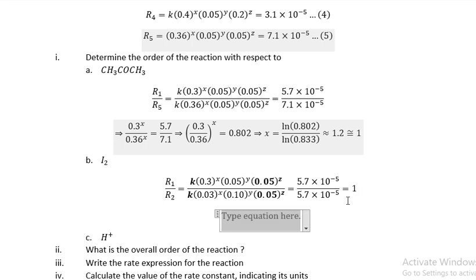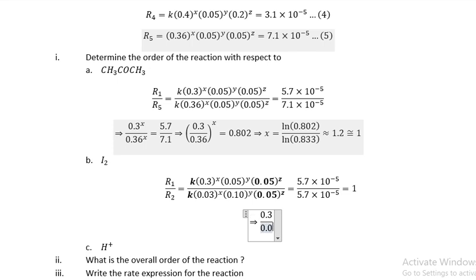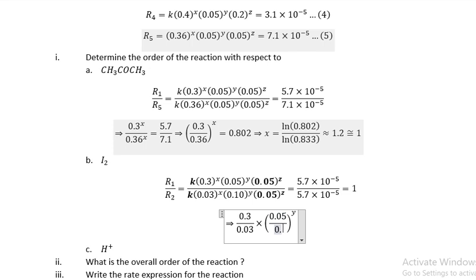So at the end of the day, what are we going to have? At the end of the day, this term is going to give us 1. Anyways, since x is 1, we are just going to have 0.3 divided by 0.03 times. Now since these two have the same power, we'll just divide and then raise it to that power. So you are going to take 0.05 divided by 0.10, then we raise it to the power y, then we equate it to 1.